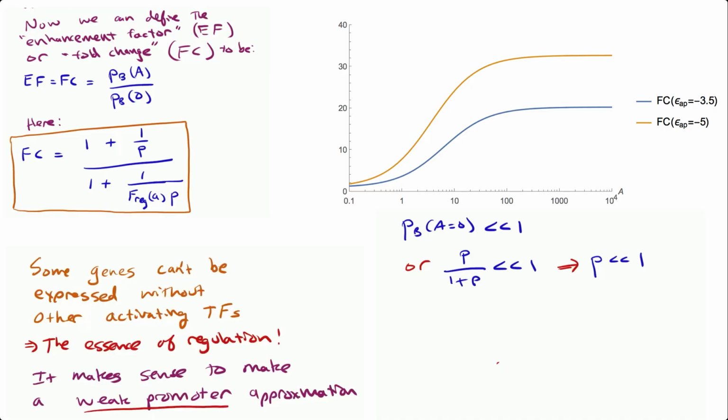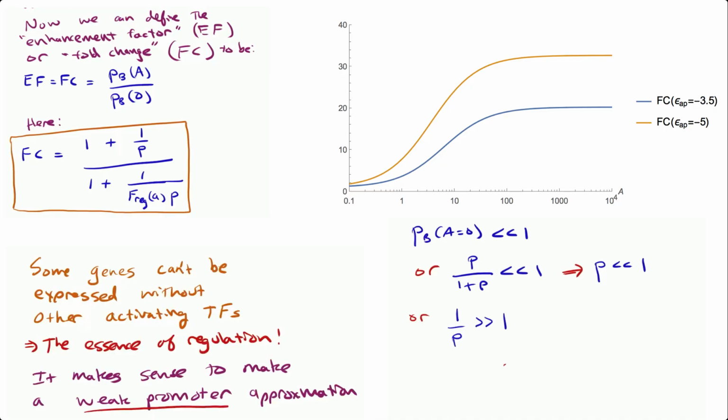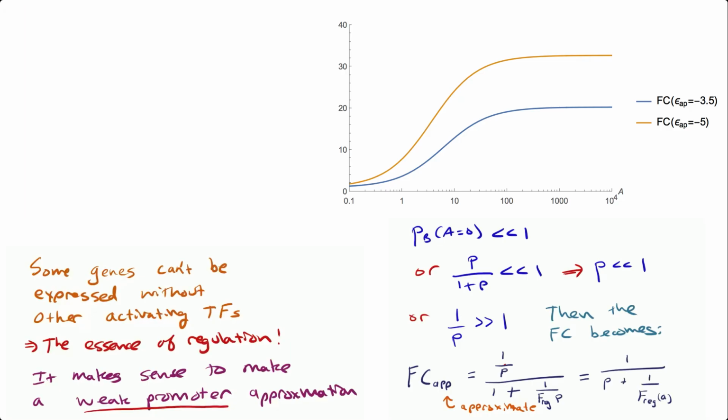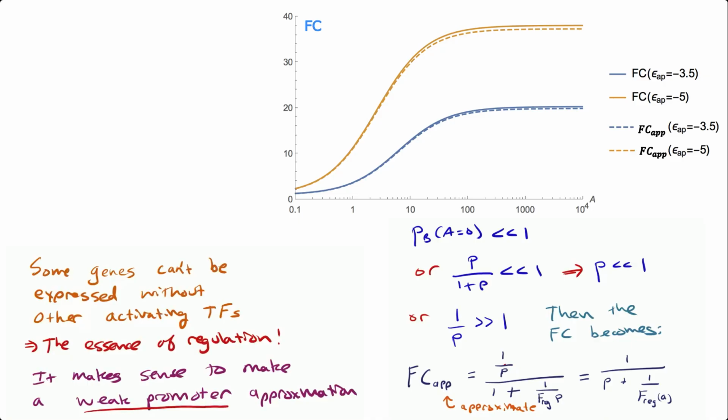Or P over 1 plus P is much less than 1, meaning P is much less than 1, or 1 over P is much greater than 1. Then the fold change simplifies and becomes approximately the expression in the lower right-hand side. If we look at the plots in the upper right, where we plot the exact expression along with the approximate expression for the fold change, there is very good agreement. So this is a very good approximation for typical binding energies that we might encounter.